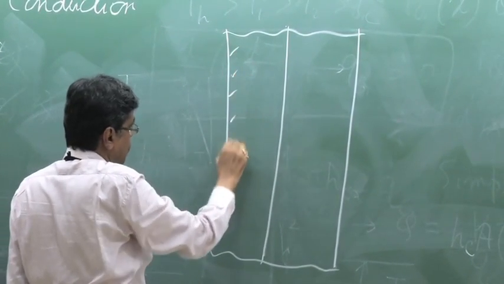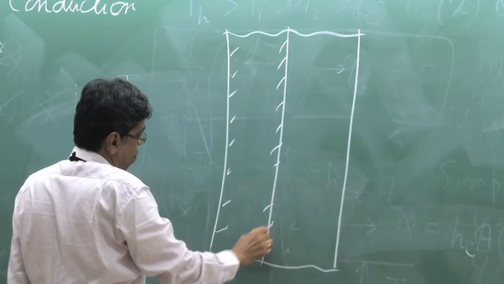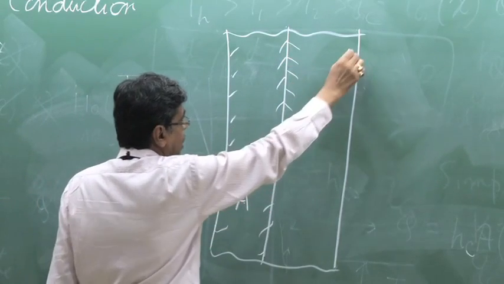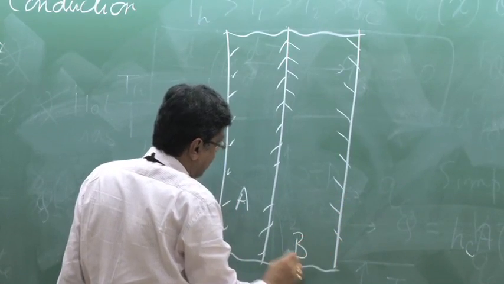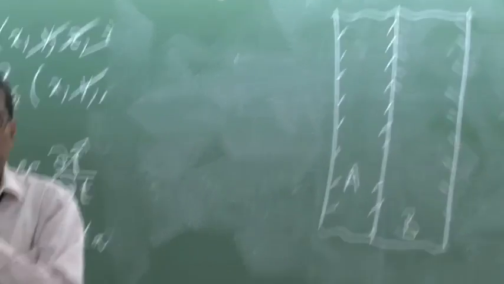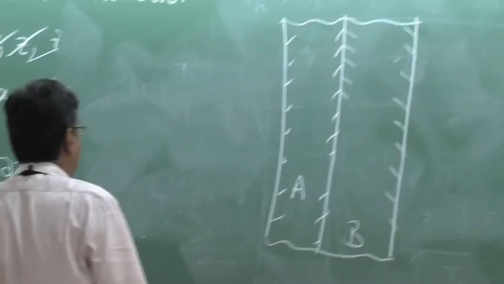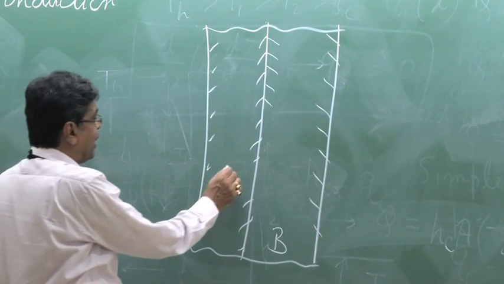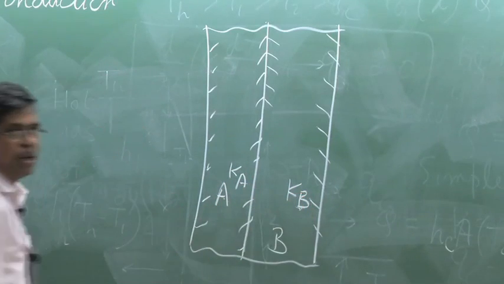This is one wall, let us denote it by A, and this is another wall, let us denote it by B. There is a perfect matching between these two walls. There is no gap, there is no contact resistance. First of all, I will assume that. And they are of different thermal conductivity, kA and kB, which are not equal.